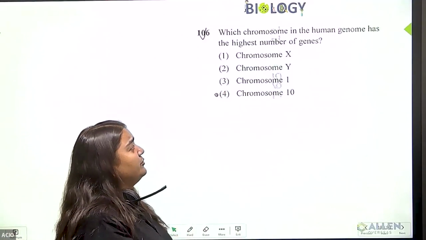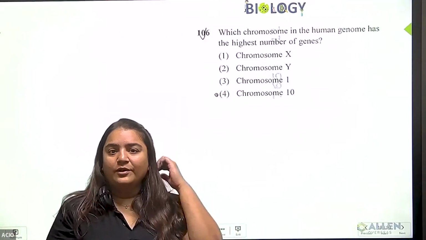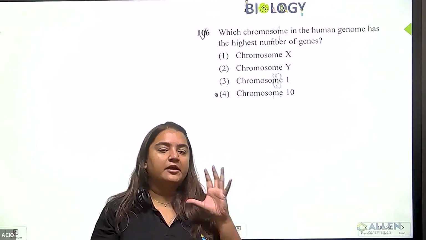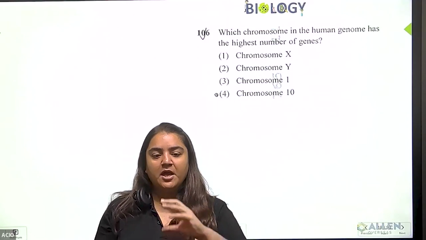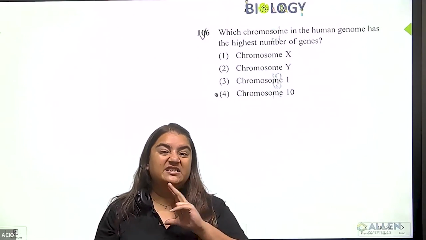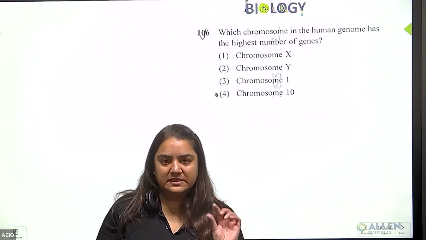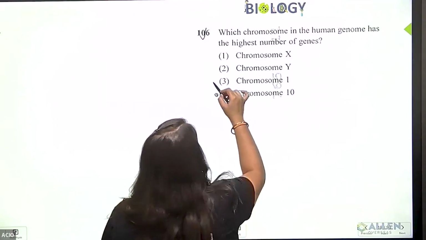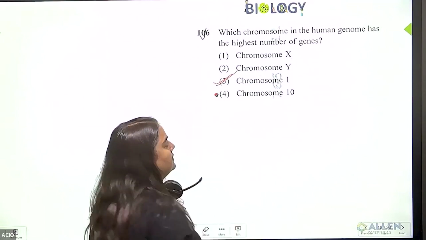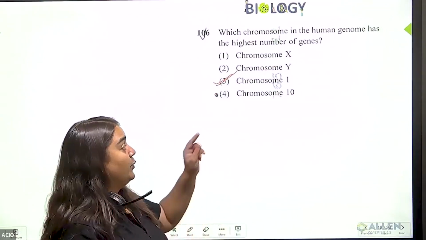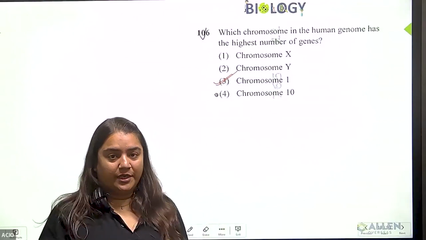Which chromosome in the human genome has the highest number of genes? You all know that chromosomes are arranged when you do karyotyping, the ideogram, the diagrammatic representation. You represent the chromosomes in decreasing order, so the first one is the largest and the 22nd is the smallest. So the answer is very easy over here: chromosome number 1, not chromosome number 10. And Y is the smallest chromosome of your body.